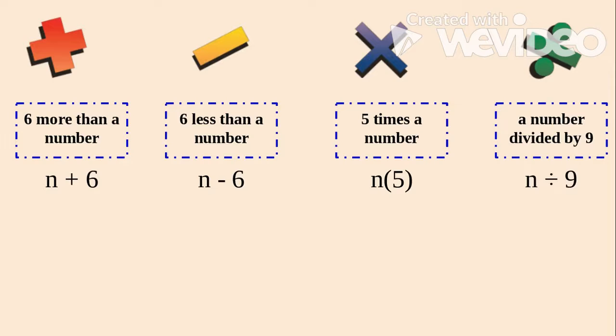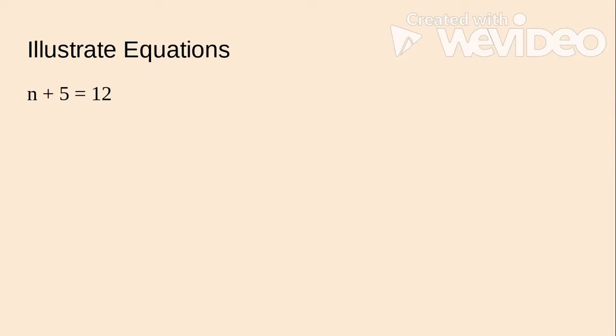So you can see you can have those mathematical situations, the verbal expressions and variable expressions that go with them. Notice none of these have equal signs. So these are just statements for those mathematical situations.